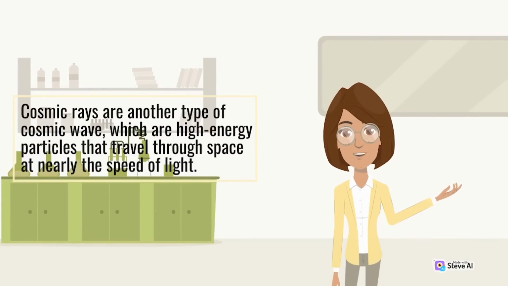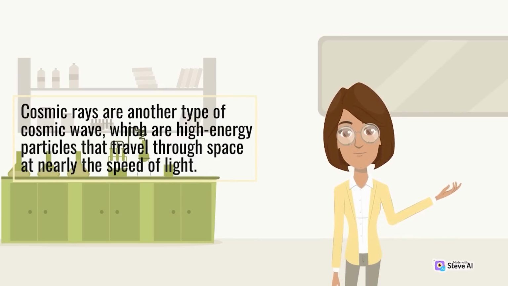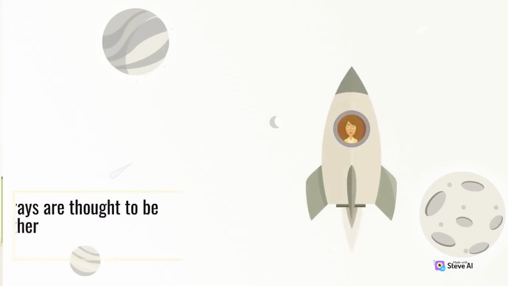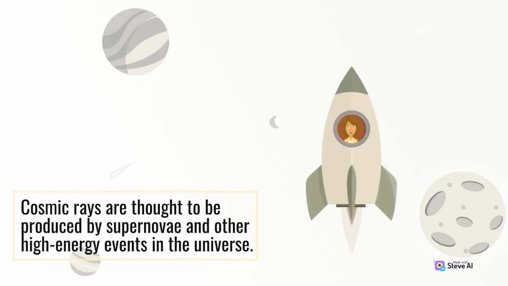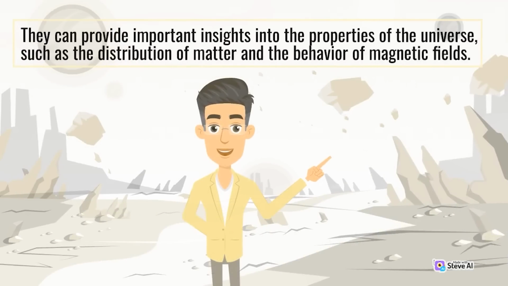Cosmic rays are another type of cosmic wave, which are high-energy particles that travel through space at nearly the speed of light. Cosmic rays are thought to be produced by supernovae and other high-energy events in the universe. They can provide important insights into the properties of the universe, such as the distribution of matter and the behavior of magnetic fields.